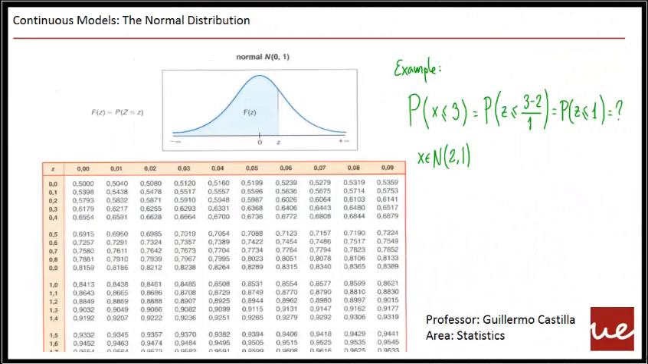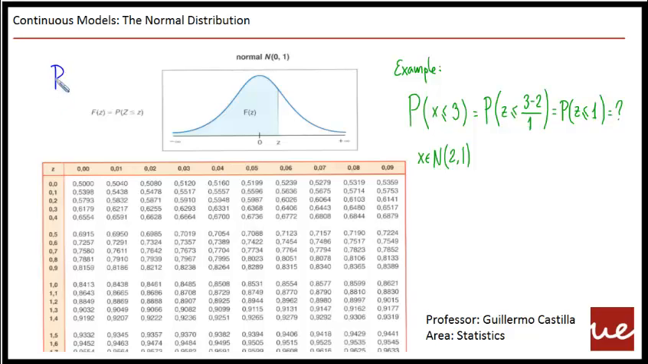So the first thing we'd have to do is go to our normal 0,1 table, which is this table over here. These tables are standardized. It's what we call the standardized normal table, and they're extremely easy to use.